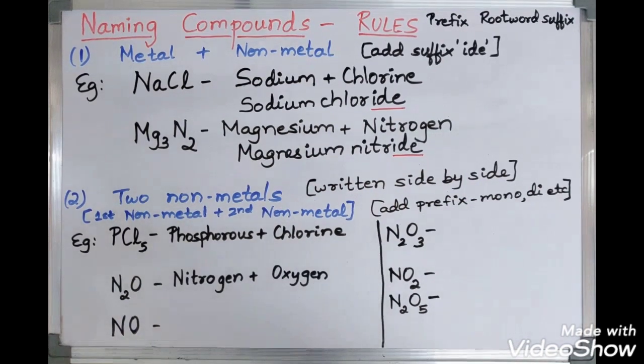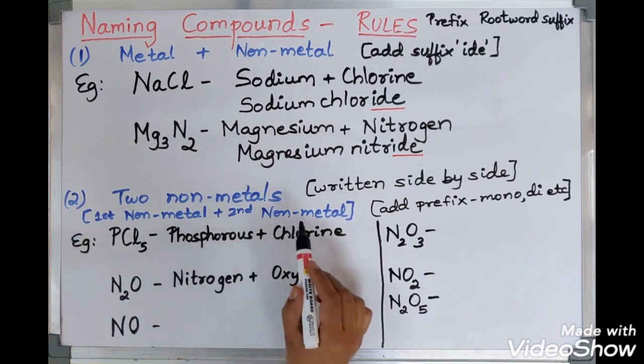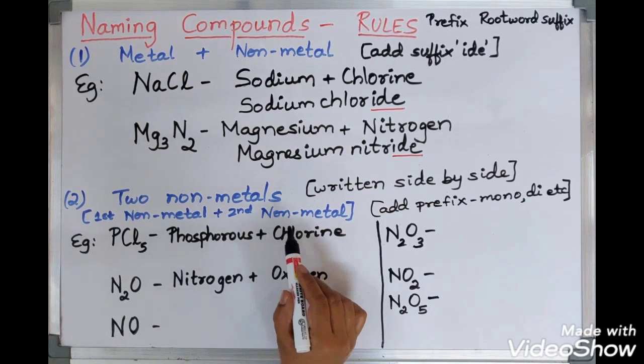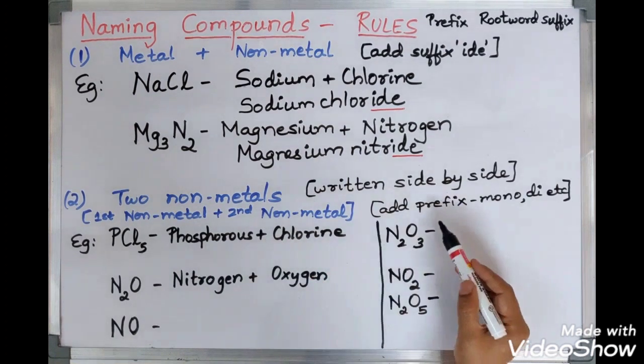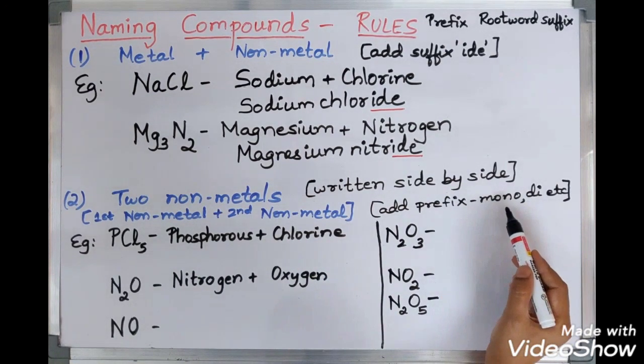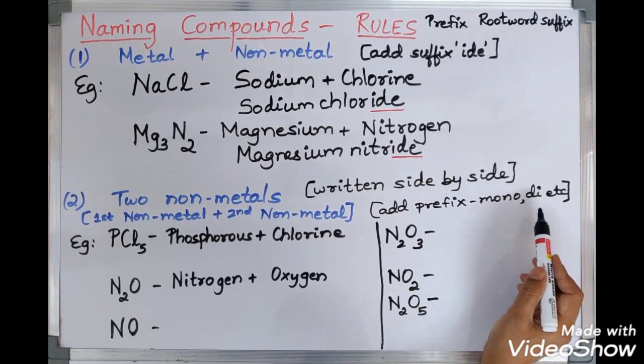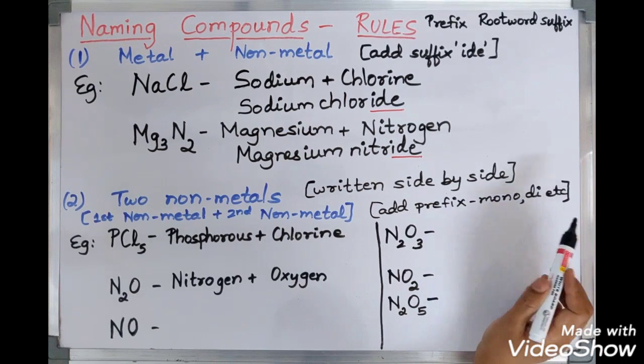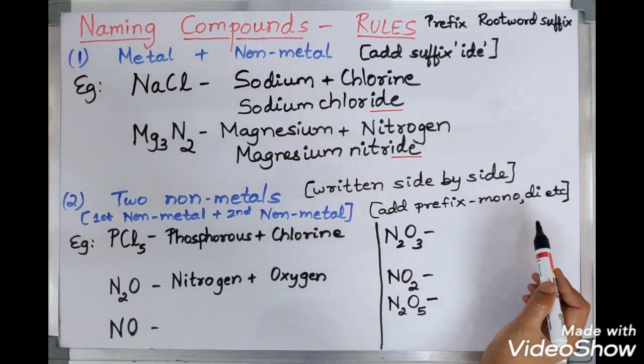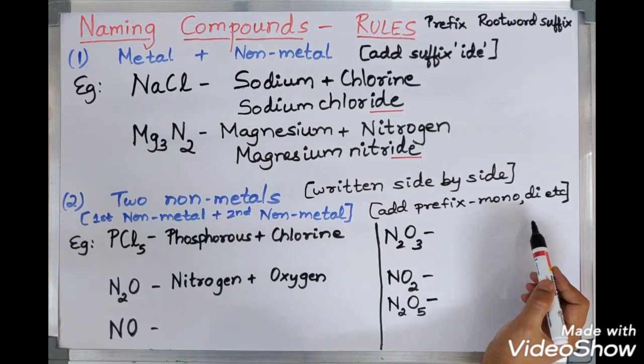The second rule, we have two non-metals. When we have two non-metals, you write both the non-metals side by side. Now the first non-metal, then the second non-metal. After writing both the non-metals side by side, you add prefix like mono, di, tri. I hope you know the meaning of these prefixes. Mono for 1, di for 2 atoms, tri for 3 atoms and so on. Now let us take some example to understand this rule better.